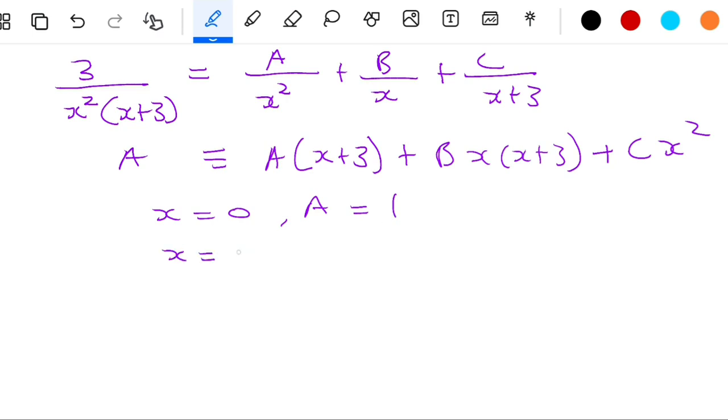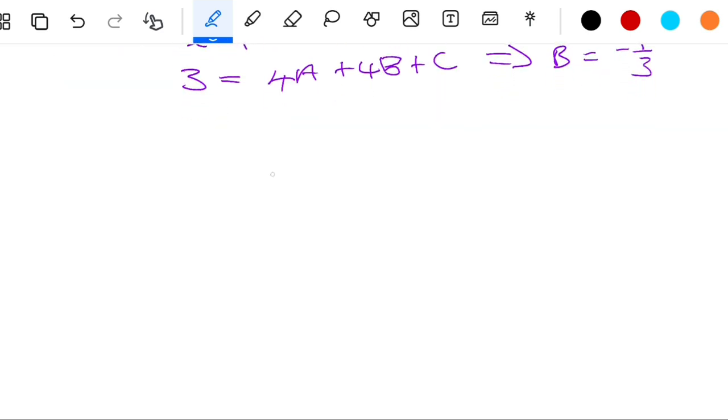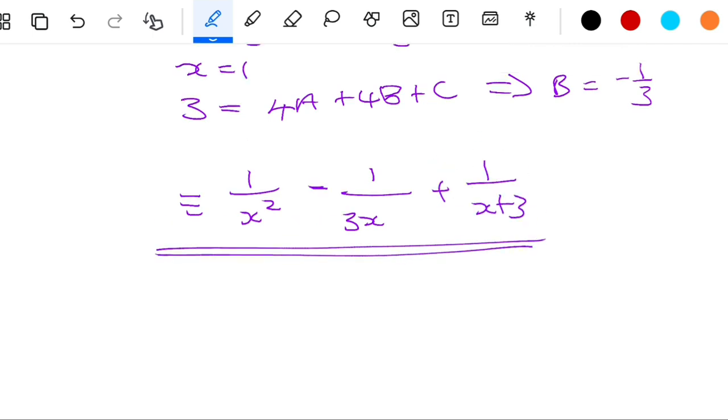Then when x equals negative 3, we've got c equals 1/3. Then if we say x equals 1, we've got 3 equaling 4a plus 4b plus c, which gives us b equal to negative 1/3. Okay, having that, we can rewrite this as 1 over x squared minus 1 over 3x plus 1 over x plus 3 as our answer.